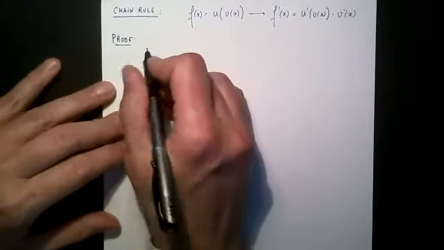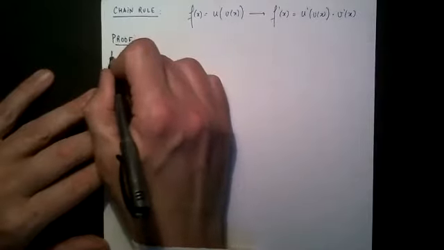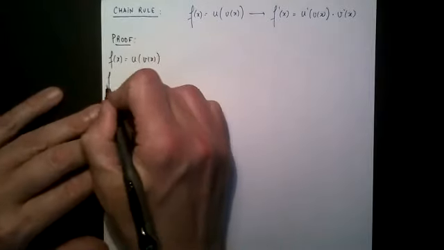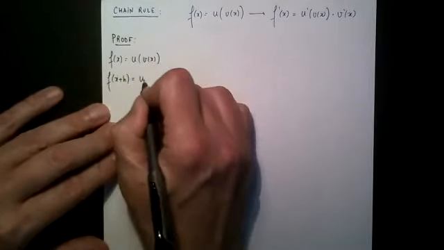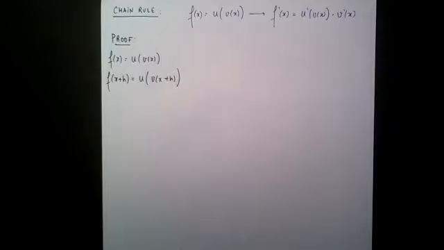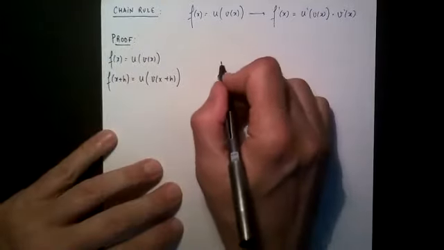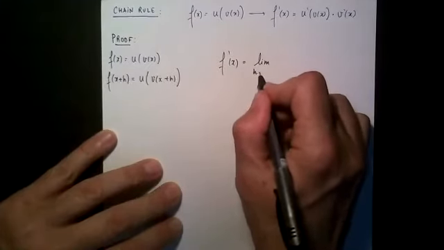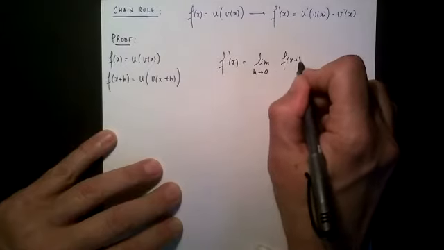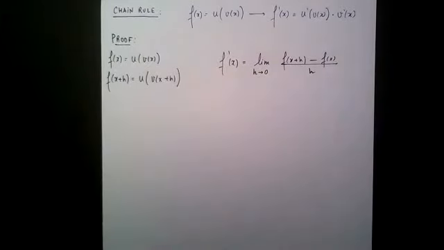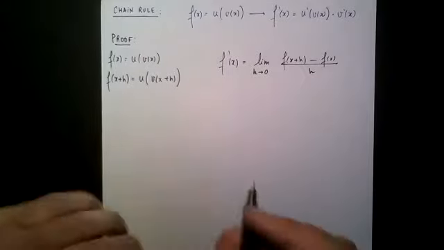So the first thing I'm going to set up: I know that f of x is u of v of x. So f of x plus h will be u of v of x plus h. Everybody agrees with this. And so f prime of x would be, as usual, my definition: limit as h approaches 0 of f of x plus h minus f of x over h. So far, we're good? Nice.